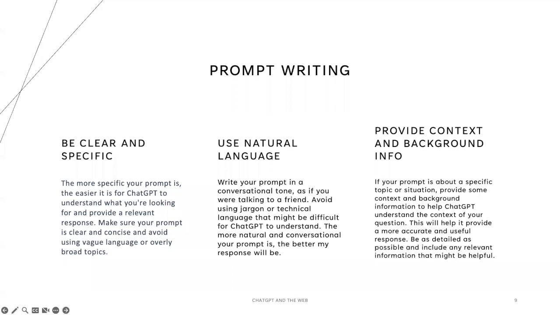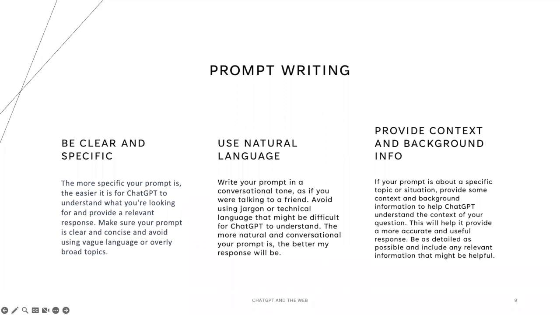Use natural language. So write your prompt in a conversational tone, just like you were talking to someone. Avoid jargon, technical language that might be difficult for ChatGPT to understand. The more natural and conversational your prompt is, the better your response will be.